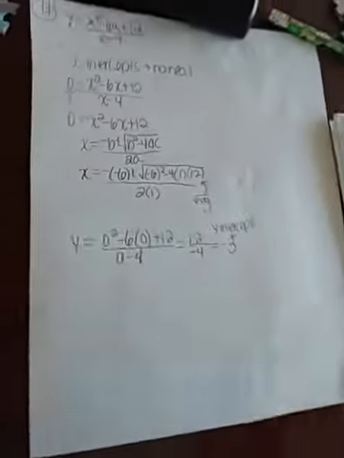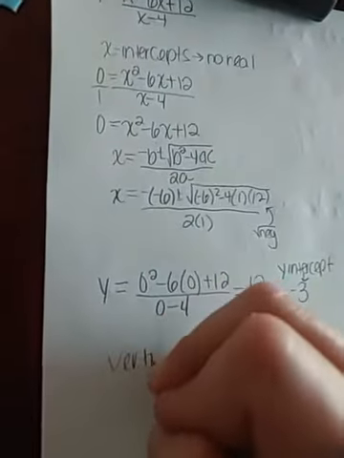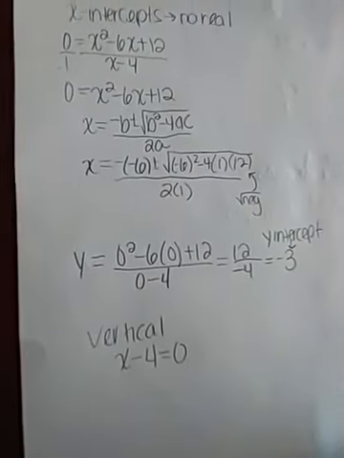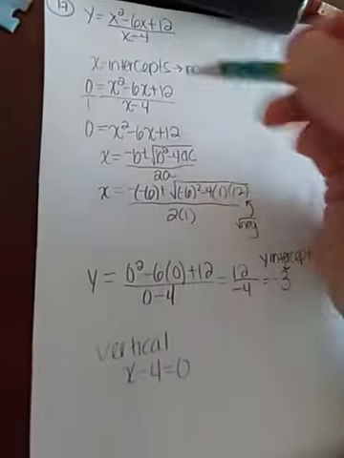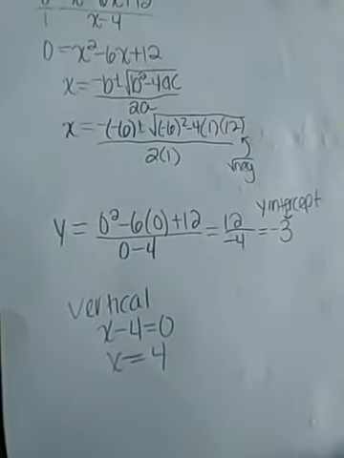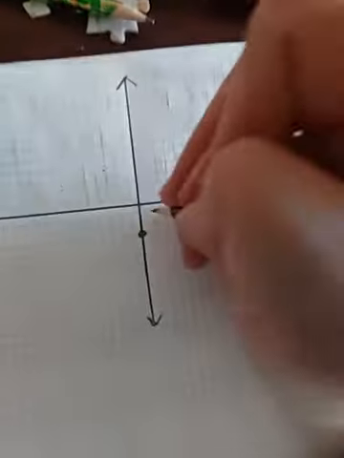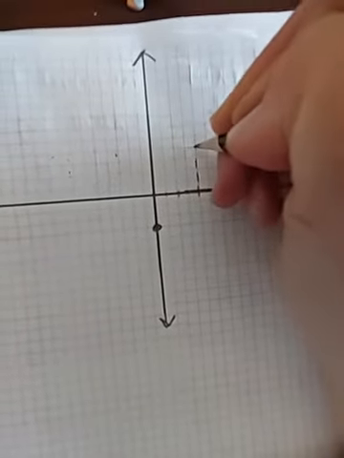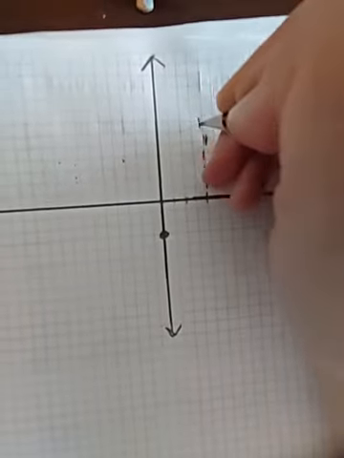All right, now I'm going to find my vertical asymptote. So that's by taking the bottom and setting it equal to 0, the bottom of the original. So I get x equals 4. All right, so now I'm going to go to my graph, and I'm going to plot 4. X equals 4 is a vertical line.